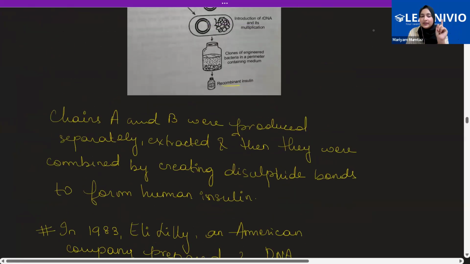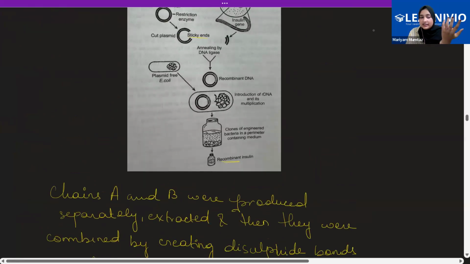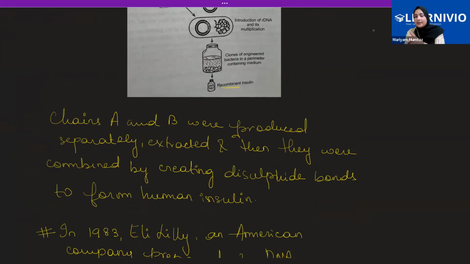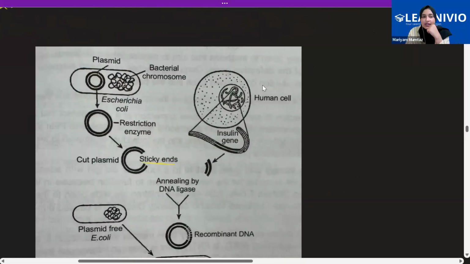But now, since we are doing it through recombinant DNA technology, what do we do? We make the chain A separately, we make the chain B separately, and then they are joined together using a disulfide bond. So there's no question of a C chain here. There's no, you can say, immature insulin made.